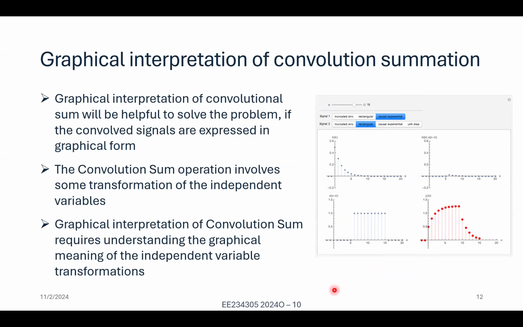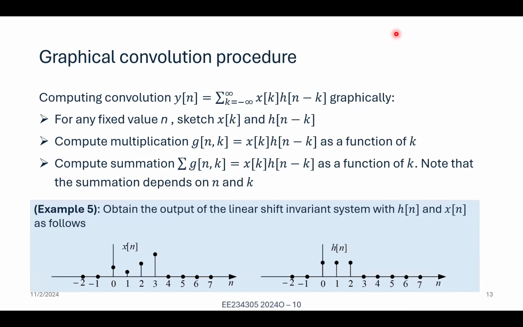So graphical interpretation of the convolution sum. This would be helpful to solve the convolution if the convolved signals are expressed in the graphical form. And the convolution sum operation involves some transformation of independent variables. And of course, the graphical interpretation of a convolution sum requires understanding the graphical meaning of the independent variable transformation. So these are some procedures.